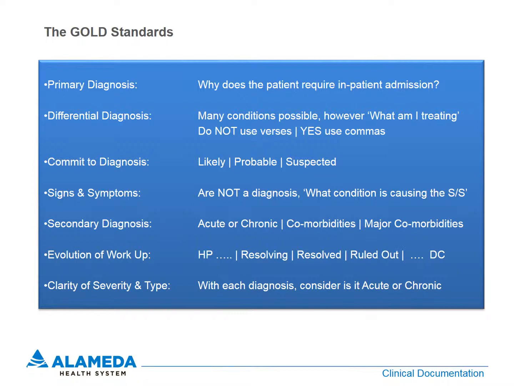Very, very important when you're documenting is the clarity of the severity and the type of each diagnosis. You cannot just write COPD. You need to write COPD exacerbation if it's acute, or acute exacerbation of COPD, or indicate if it's chronic. It makes a big difference in terms of the length of stay of a patient and what you're actually treating, if it's an acute or chronic condition. And if there is a type, and congestive heart failure is the easiest, we need to know, is it systolic or diastolic? So clarification of severity and type is very important.